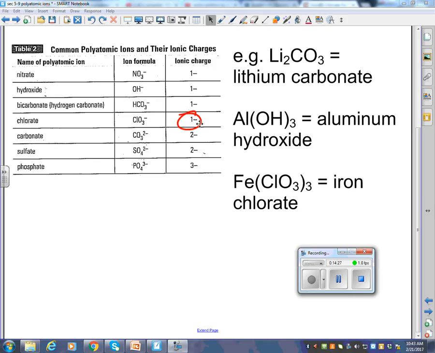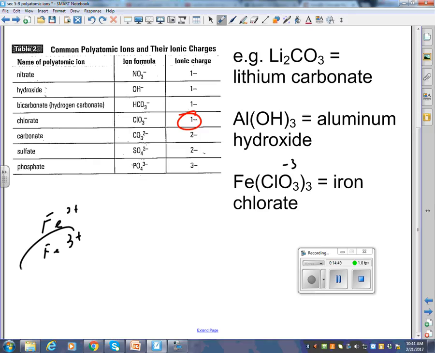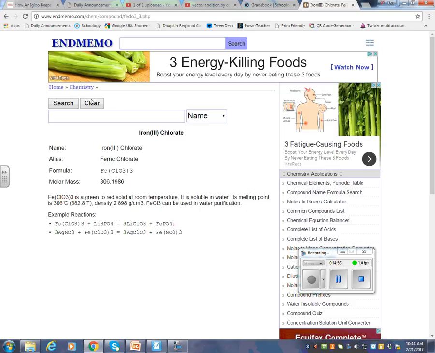So that means that I actually have 3 negatives, right? So that means 3 ClO3s, which means I have a total of 3 negatives. And Fe could be either a 2 or a 3, right? But how many Fe's do I have? I've only got one of them here. There's no number here, right? So this total here is a -3. So if I've only got one of them, it's going to have to be the Fe3, right? So this should be iron 3 chlorate. And I think that's what the Googler said. Iron 3 chlorate, right?